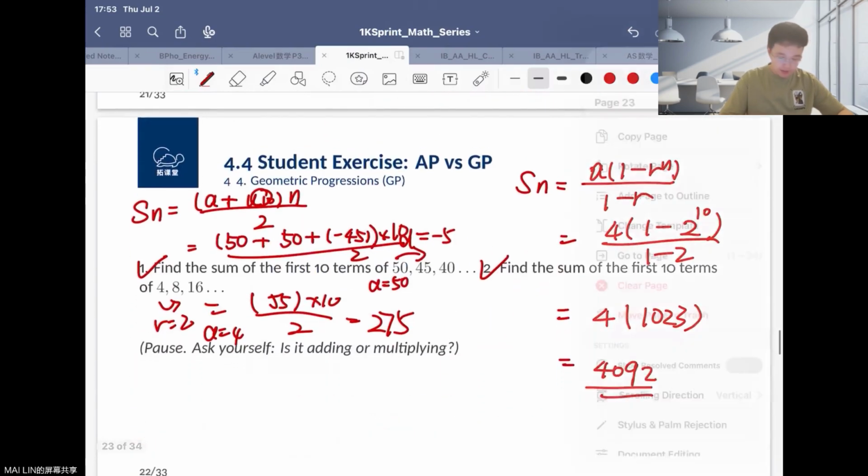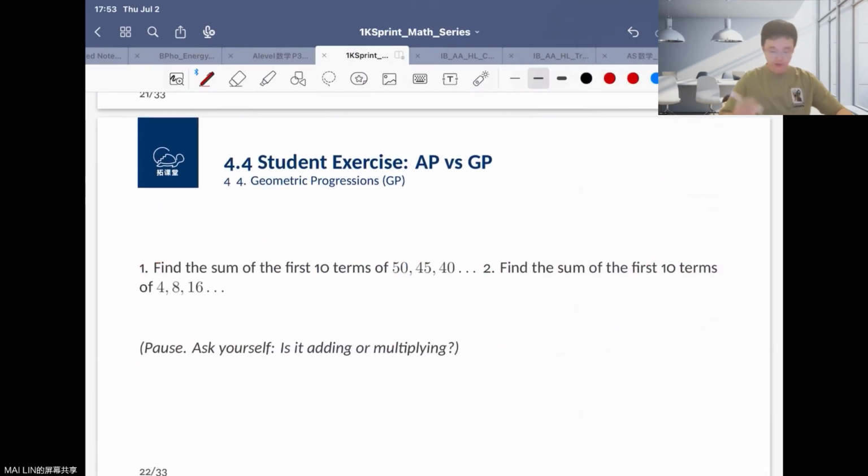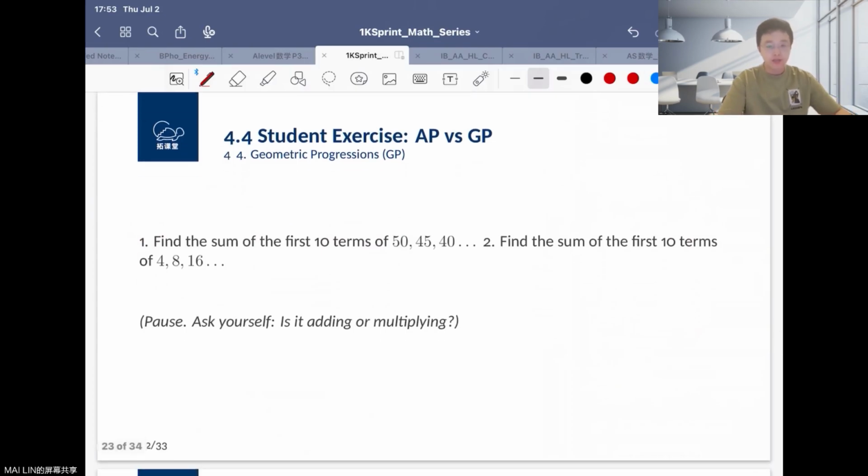So here is a student exercise for you. There are 2 problems left, so you can try yourself, pause the video and consider. If you want to follow with me, you can keep on going. Let's move to the first problem. Find the sum of the first 10 terms of 50, 45, 40. Okay, so this is an arithmetic progression.